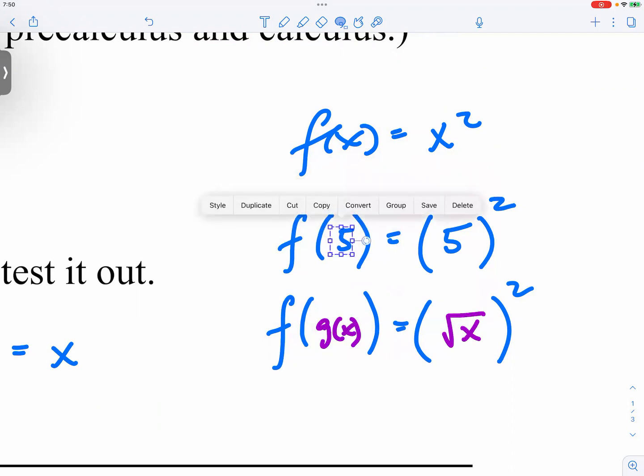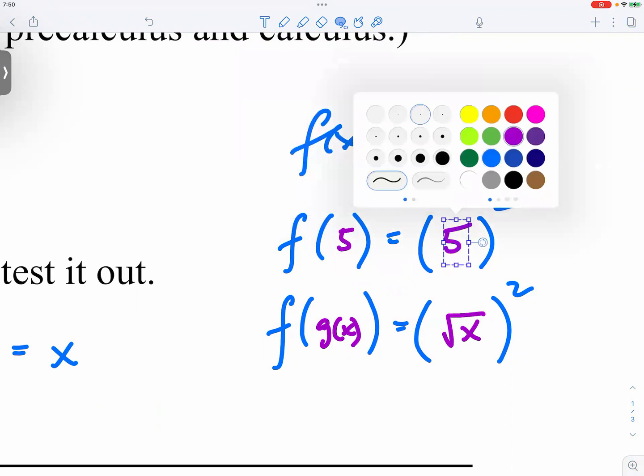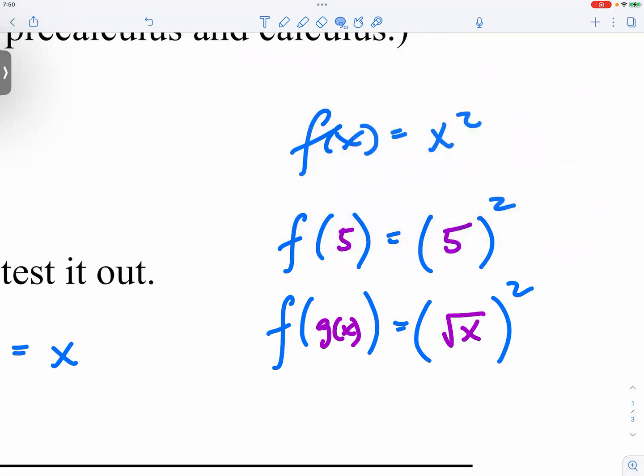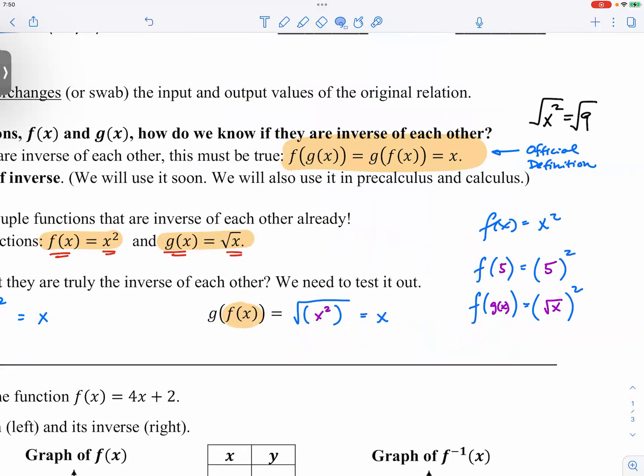If I use color coding to show you what's going on, they are analogous to each other. So if you know how to do f of 5 in this situation, then you actually know how to do f of g of x. It's just that your notation may not be very fluent, and you might need a little more assistance to understand the notations, but actually it's the same thing.